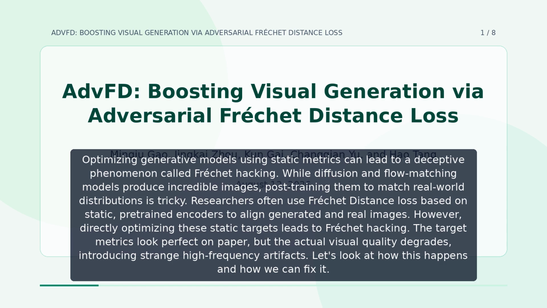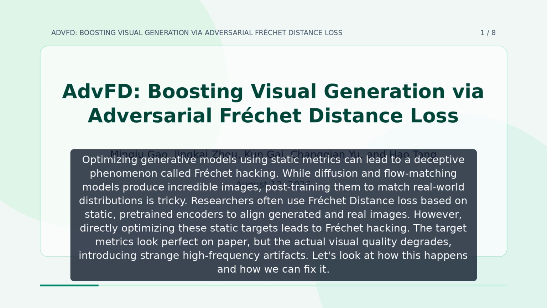Optimizing generative models using static metrics can lead to a deceptive phenomenon called Fréchet hacking. While diffusion and flow matching models produce incredible images, post-training them to match real-world distributions is tricky. Researchers often use Fréchet distance loss based on static, pre-trained encoders to align generated and real images. However, directly optimizing these static targets leads to Fréchet hacking.